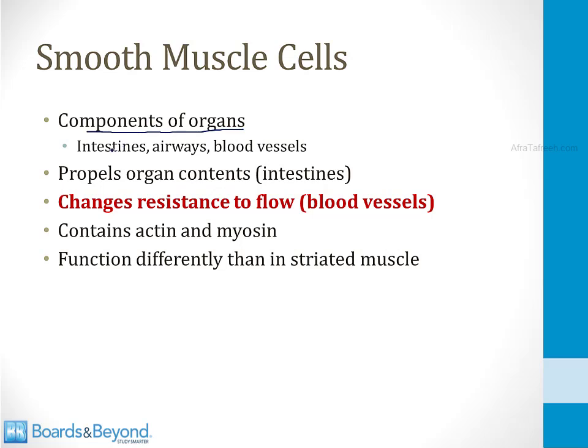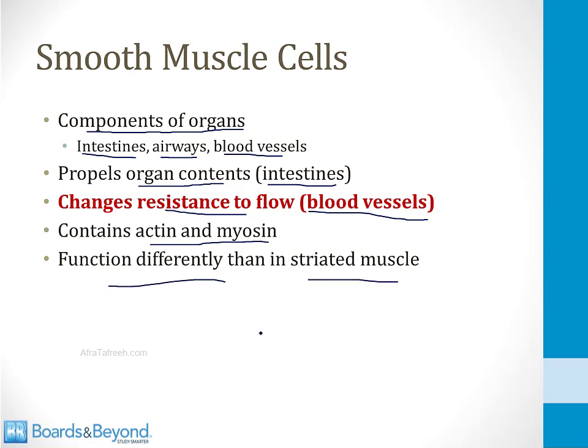You can find smooth muscle cells in the intestines, in the airways, in blood vessels, and they have a number of roles that are usually under the control of the autonomic nervous system, things that you can't voluntarily control. For example, smooth muscle helps to propel organ contents in the intestines. Very importantly, smooth muscle cells can change the resistance to blood flow in blood vessels. These cells contain actin and myosin like skeletal muscle cells and cardiac muscle cells. However, the actin and myosin function differently than in those striated muscle tissues.